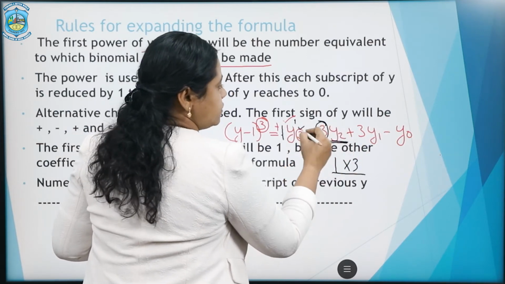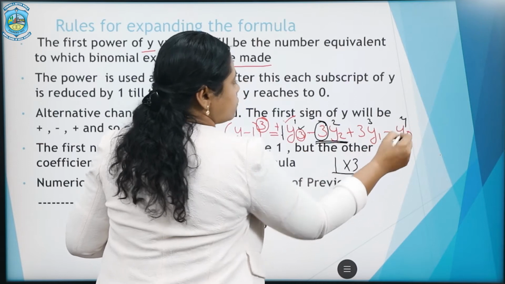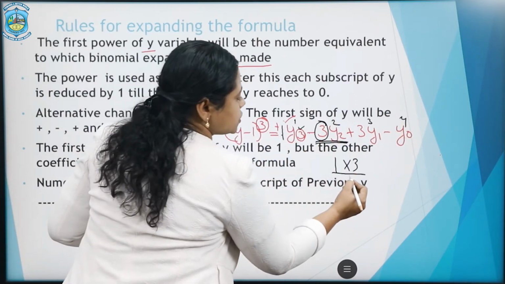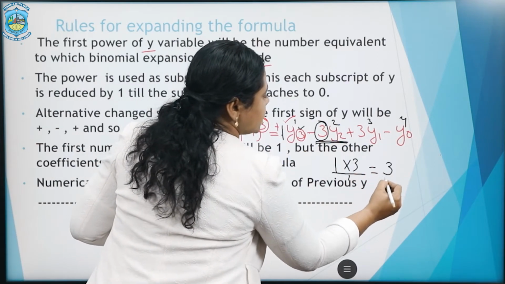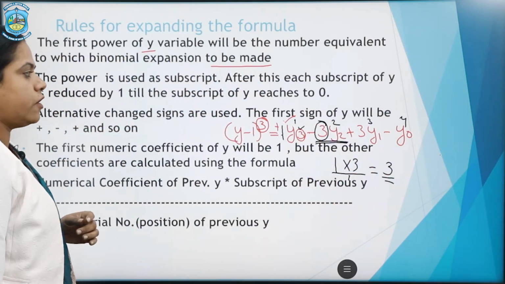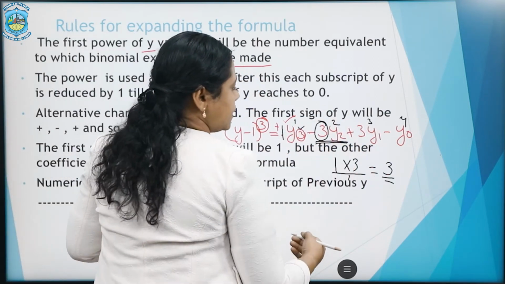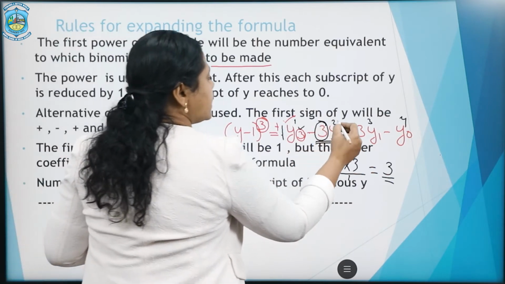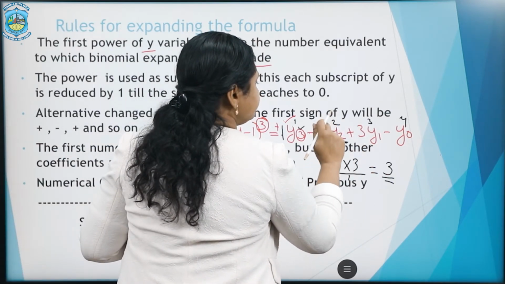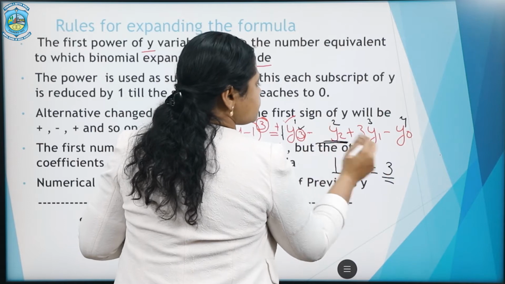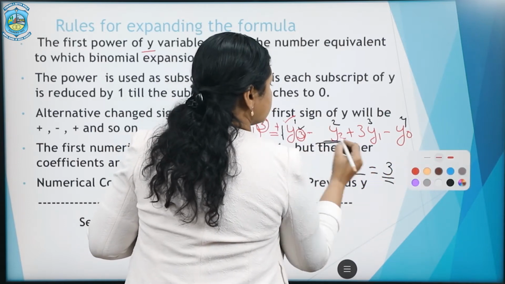If you mark the positions 1, 2, 3 and 4, there are 4 terms here, so this is the first position. So 1 into 3 divided by 1 makes 3, which is the second numerical coefficient. Let's find out the third one. Here again you have to consider the same for calculating this particular one.